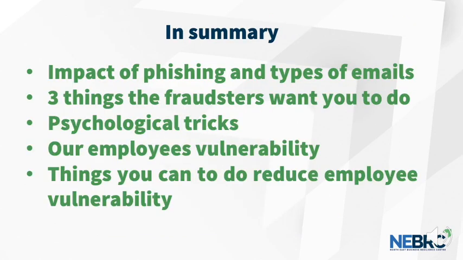So in summary then, what have we talked about? We've talked about the impact of phishing and the types of phishing emails we're likely to encounter. We've discussed the three things that the fraudsters behind the phishing emails will likely want us to do. We've looked at the psychological tricks that they'll use to try and get us to do those three things. We've considered our employees' vulnerability to phishing emails and what can make them more susceptible. And we've looked at the things that we can do to try and help reduce our vulnerability to phishing emails.